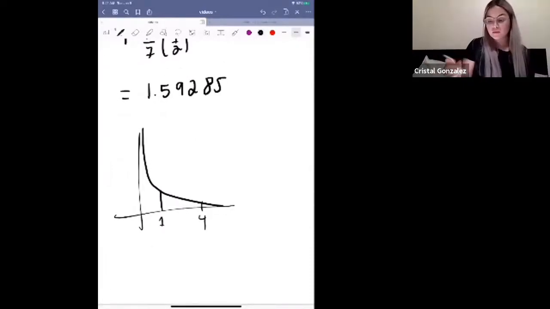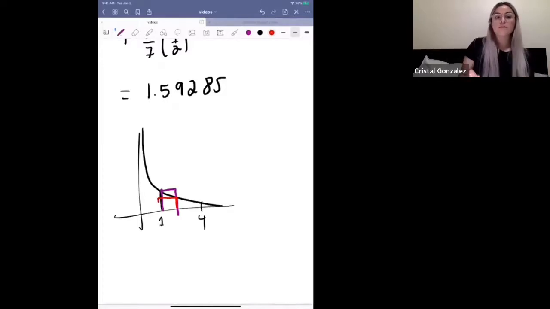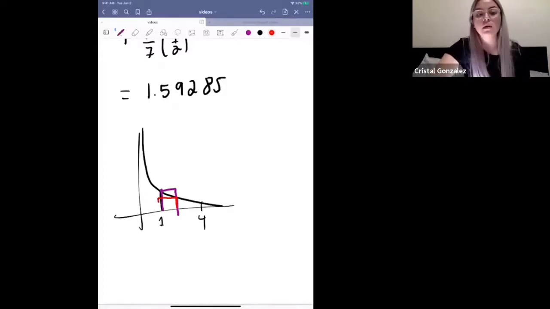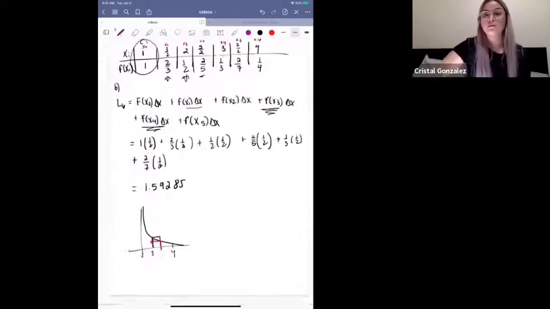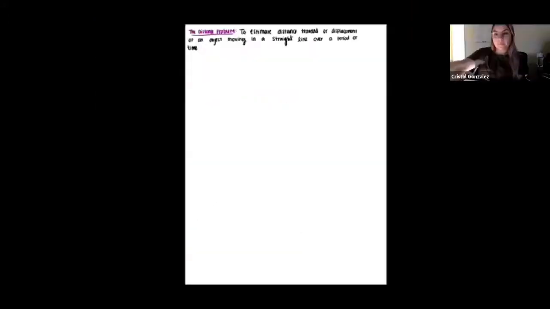And that's because when we draw our rectangle starting from 1, we hit this spot here and then we go over, and so we get that overestimation. And then for our right endpoints, we actually start here and then move this way, so that's going to cause that underestimation. And so for the next problem, we're going to do the distance problem, and there's a couple of those on your homework.